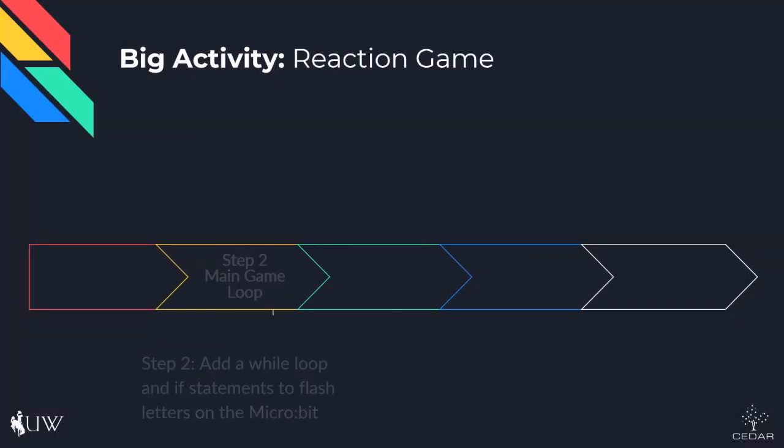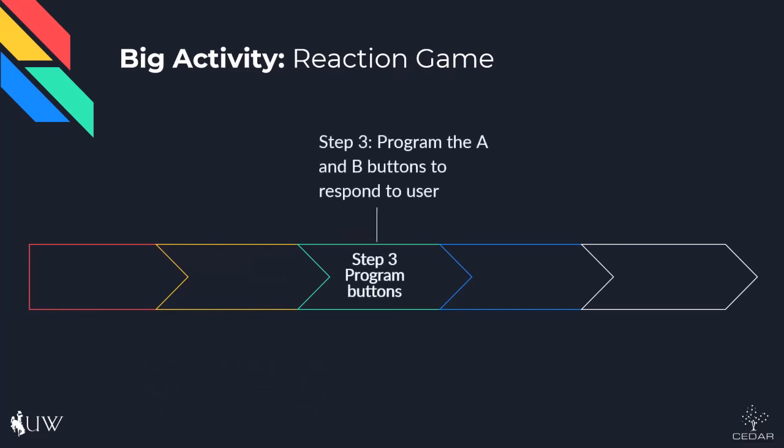That was a lot of code, but our game isn't quite playable yet. We still need to program what happens when the player pushes the A and B buttons. So let's move on to step 3 and do that now. Step 3. Program the A and B buttons to respond to the user.